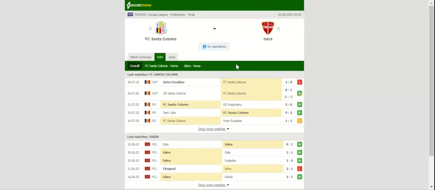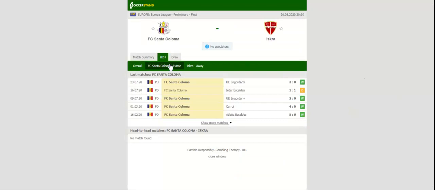Santa Coloma play host to Iskra at Estadi Comunal in the Europa League preliminary round final. Santa Coloma have gained a lot of experience by taking part in European competitions in previous seasons, while Iskra are eager to impress on their Europa League debut. Alexander Nedovic's troops impressed in the national championship last term, and they are surely capable of matching the Andorran outfit in the preliminary round.